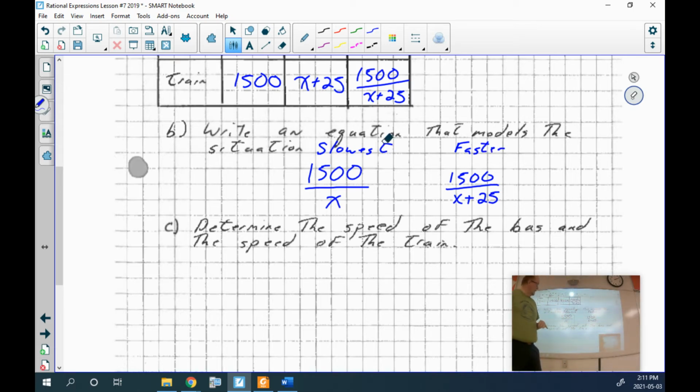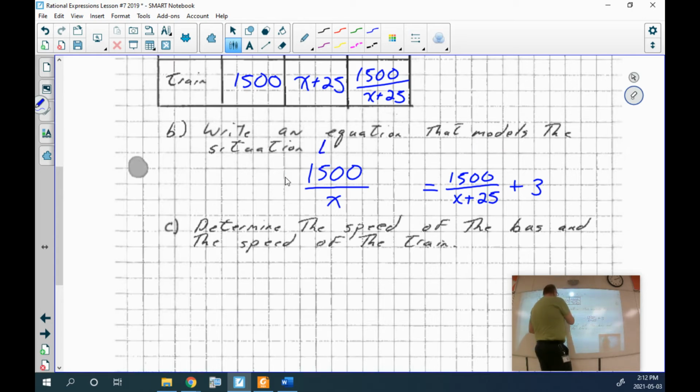Okay, and it doesn't really matter. If this guy is the slowest and this guy is the fastest and they have a difference of 3 hours, I could put the 3 there. The slowest speed minus 3 hours is equal to the fastest speed. Now I also could do it this way. The longest time is equal to the shortest time plus 3 hours. Okay, so I'll change that to maybe longest and shortest.